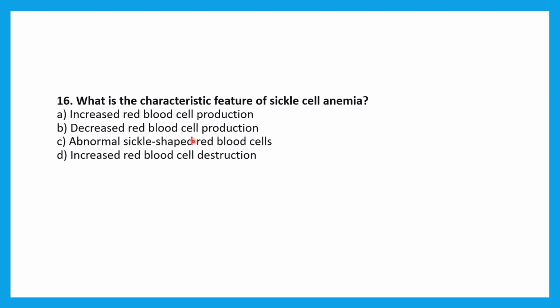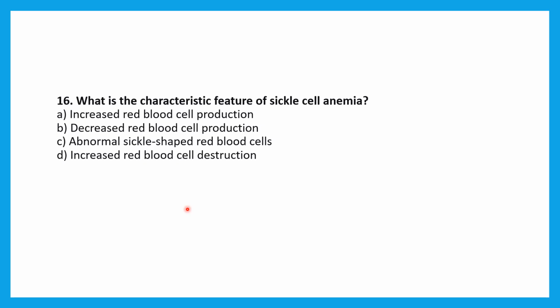B, decreased red blood cell production. C, abnormal sickle-shaped red blood cells. D, increased red blood cell destruction. Which one is the correct answer? This is very easy. The hallmark of sickle cell anemia is the polymerization of abnormal hemoglobin S under low oxygen conditions.